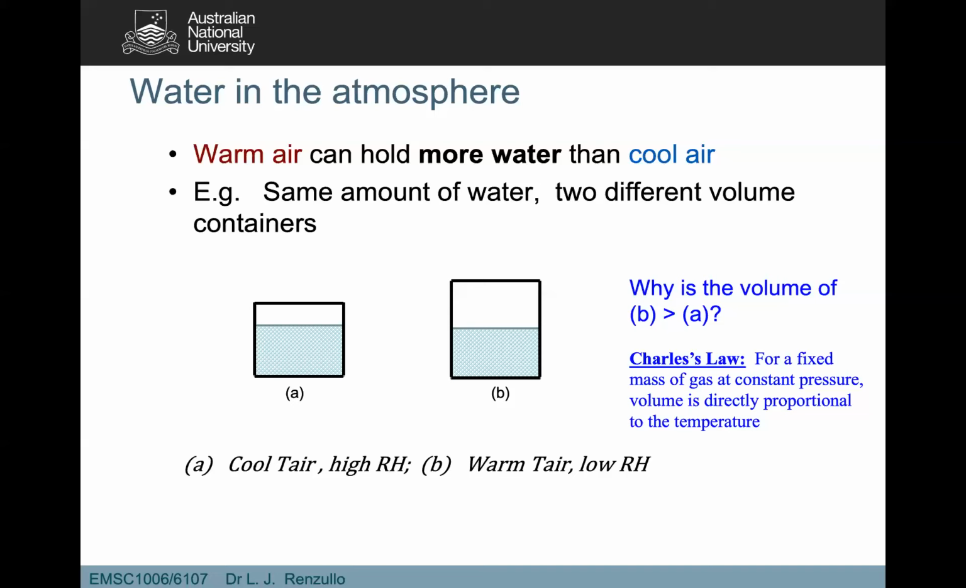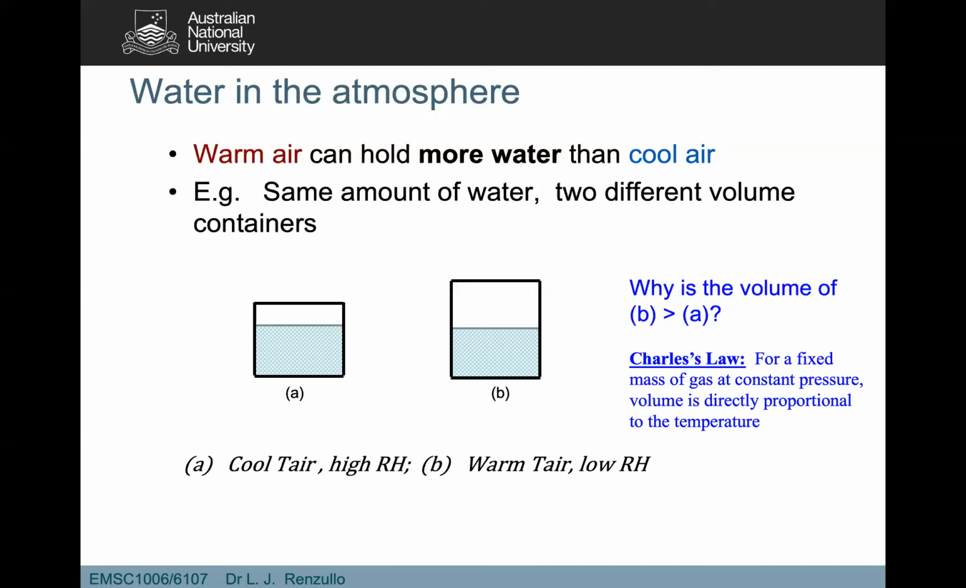So why is the volume of B greater than the volume of A? This comes down to what's called Charles' law. For a fixed mass of gas, at constant pressure, volume is directly proportional to temperature. So you recall earlier we calculated that the density of a gas is proportional to the pressure divided by temperature. So if we keep the pressure fixed and we increase temperature, that leads to a decrease in density. Decrease in density means an increase in volume.